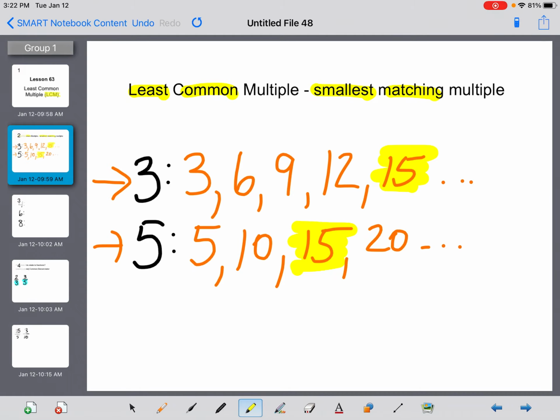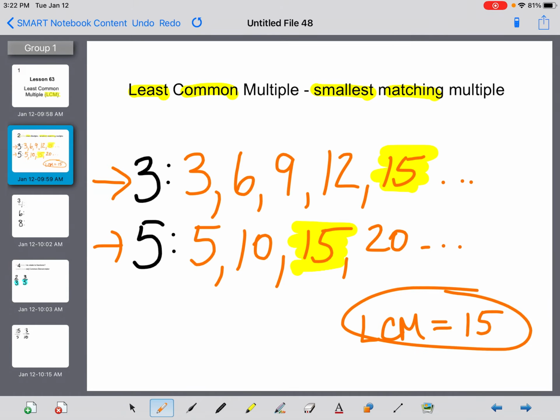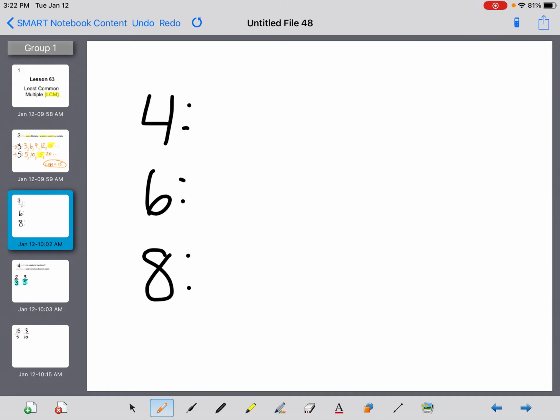Now, something to note is if there were to be a matching multiple a little bit earlier, that would be the lowest common one. So there can be more than one common multiple, but what we're going to be looking for is the smallest one. And in your notebooks, you're going to write out these lists of multiples, and then at the end, I would like you to write LCM equals 15, just for easy finding and for easy marking for yourself later. So find the smallest matching multiple in your list of multiples.